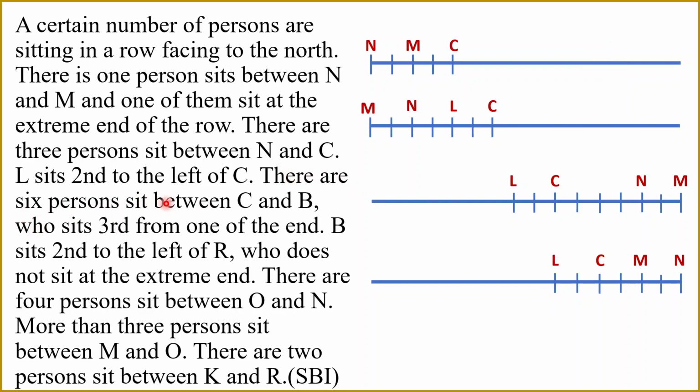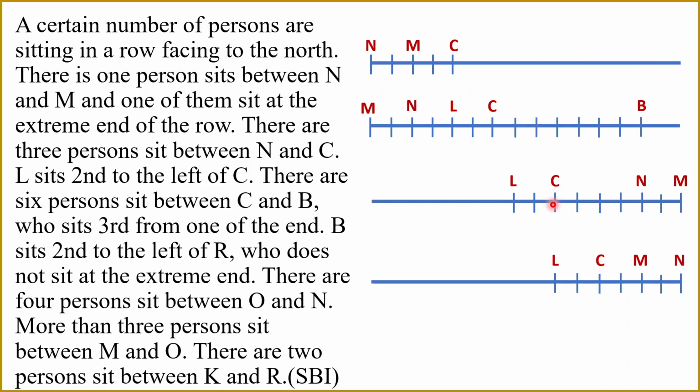There are six persons sit between C and B who sits third from one of the end. So B sits third from one of the end. So first we are going to place six people between C and B. In case number 2, to the left of C already there are six people, so we cannot place B there, so we are going to place B to the right of C. Okay, so six person and then B to the right of C in case number 2.